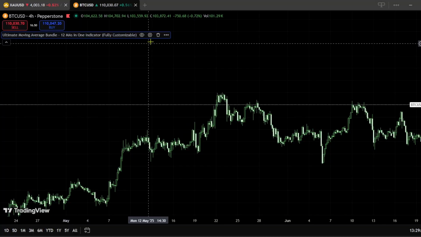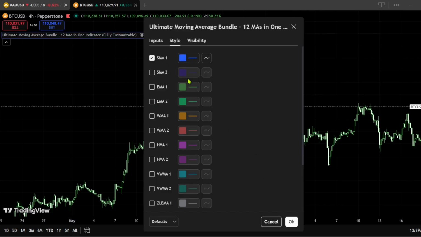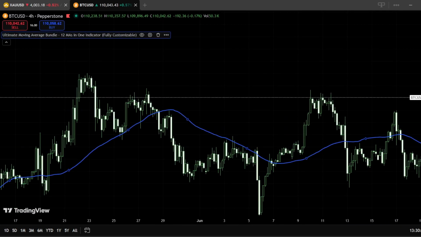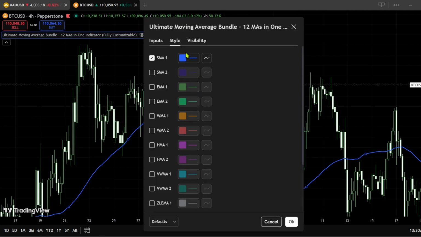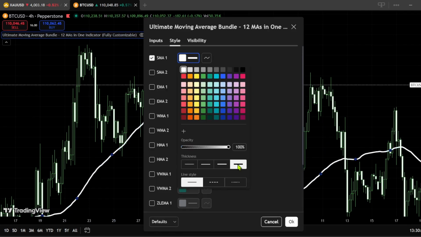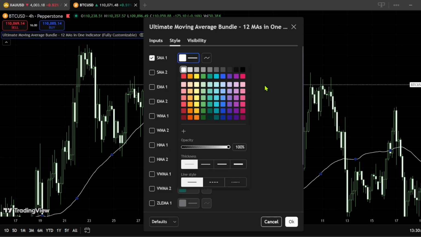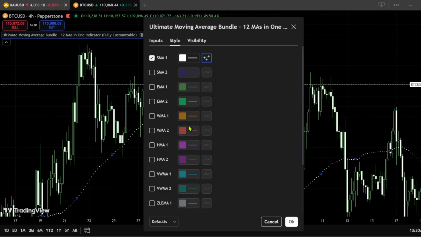On TradingView, customizing moving averages is simple. Just click on the indicator, adjust the length, change from SMA to EMA or others, change thickness, change colors, done. If you're using multiple moving averages, give them different colors so your chart stays clean.